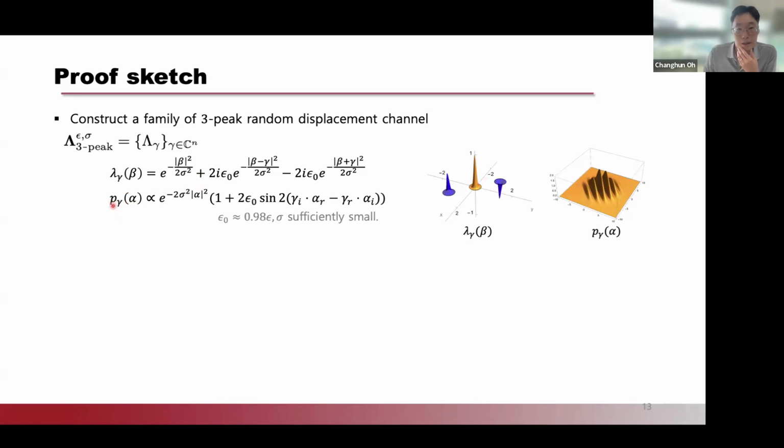Its Fourier transformation in probability space looks oscillatory. Again, this has an oscillatory behavior like the previous example, with a Gaussian envelope.